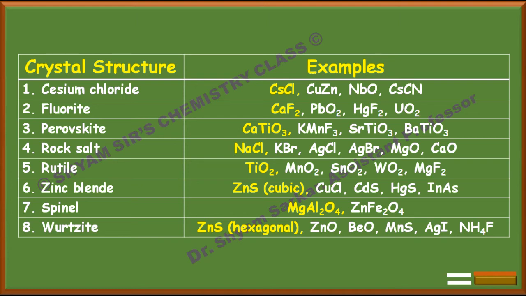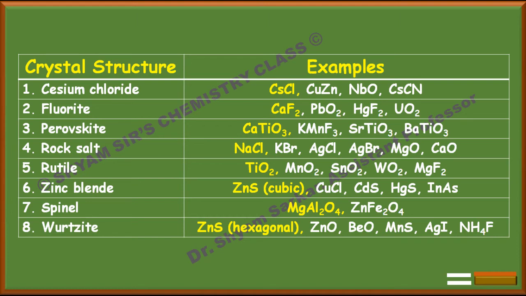So zinc blende is representative of ZnS. So ZnS cubic. There are two types of ZnS. One is zinc blende and another is wurtzite. Wurtzite is hexagonal, and zinc blende is cubic. So these two are different. You should not confuse them.